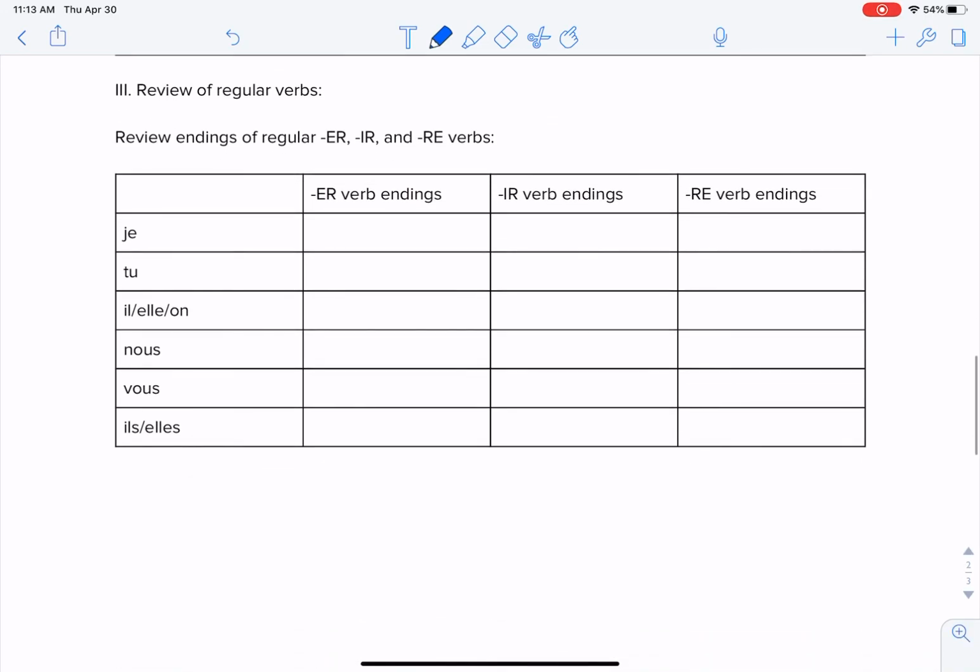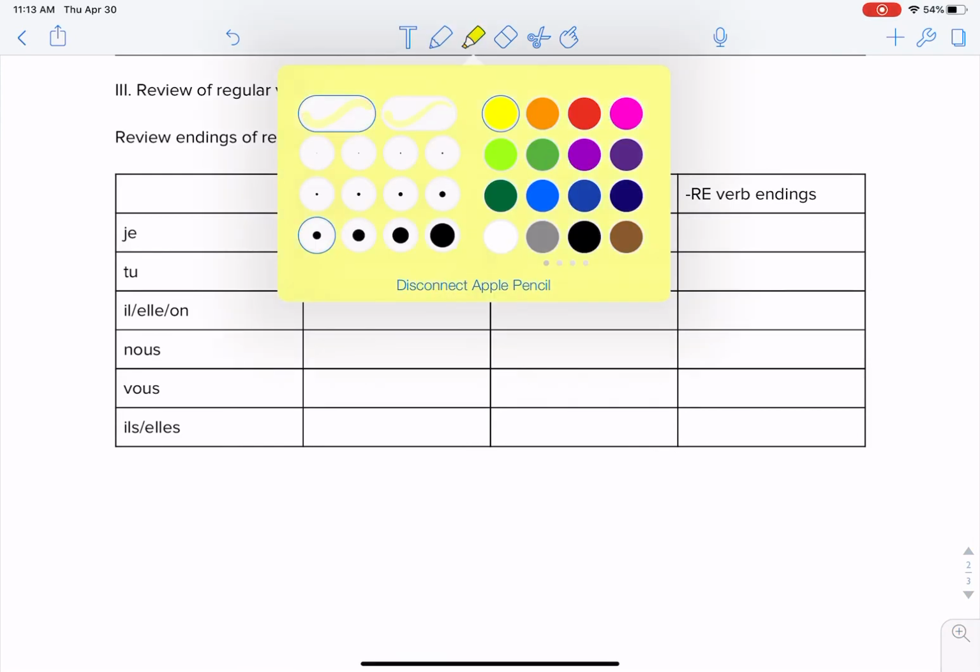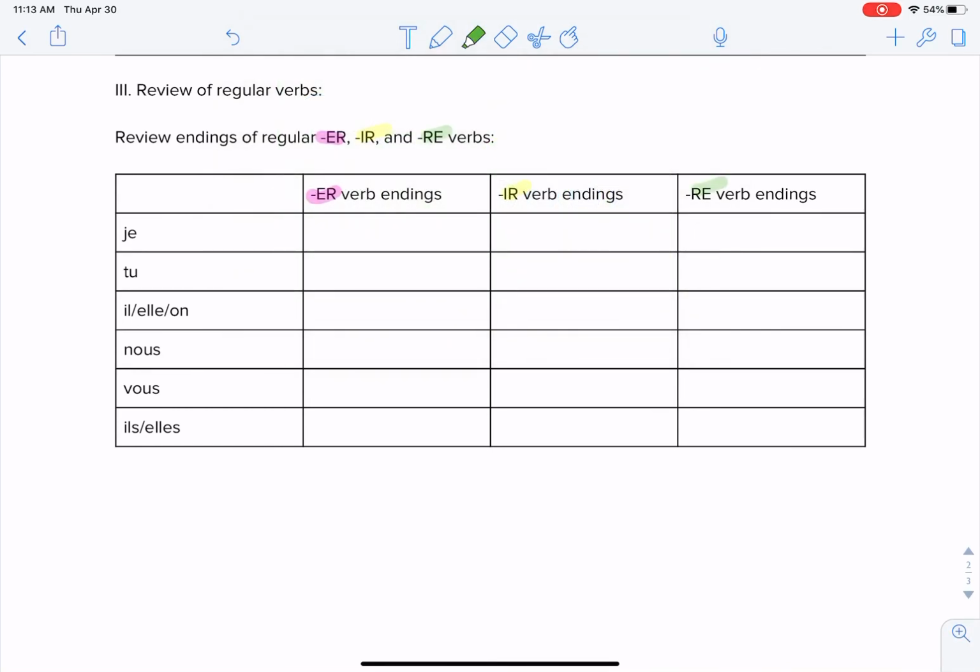One last thing. We've seen 3 categories of regular verbs. ER, IR, and RE. Let's review the endings of these verbs. For all of them, again, you take off the ending, ER, IR, RE, and you're going to add some new endings on. So with ER verbs, the je ending is E, tu, ES, il, elle, on, E, nous, ONS, vous, EZ, il, elle, plural, ENT. Those should look familiar. We've seen those since first semester.